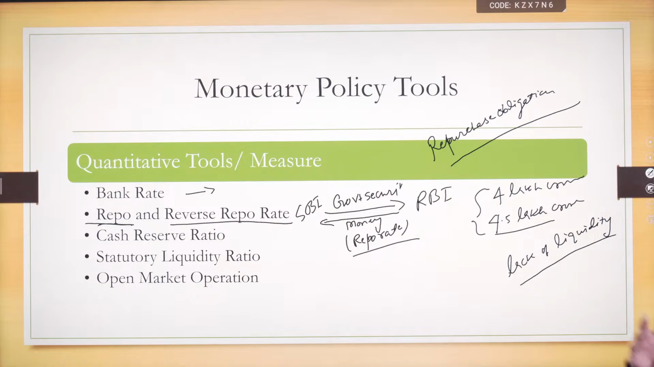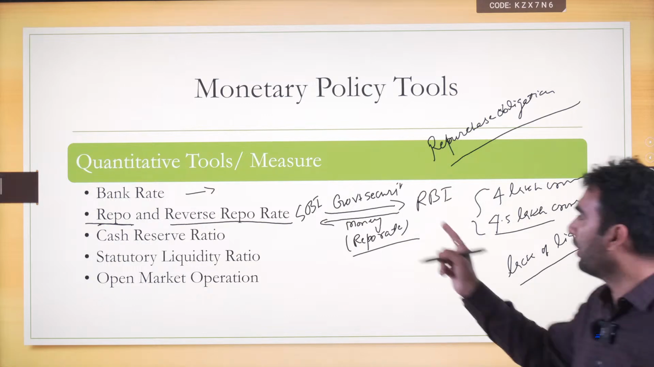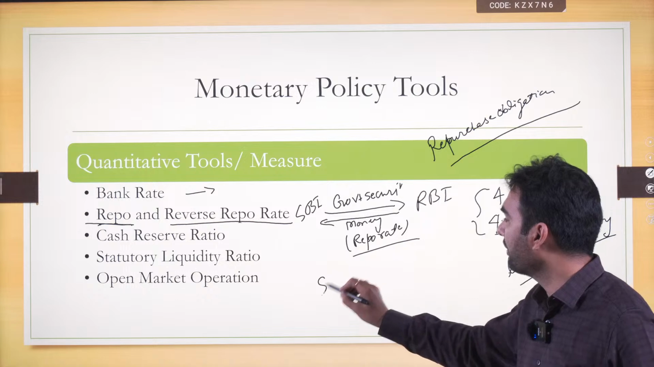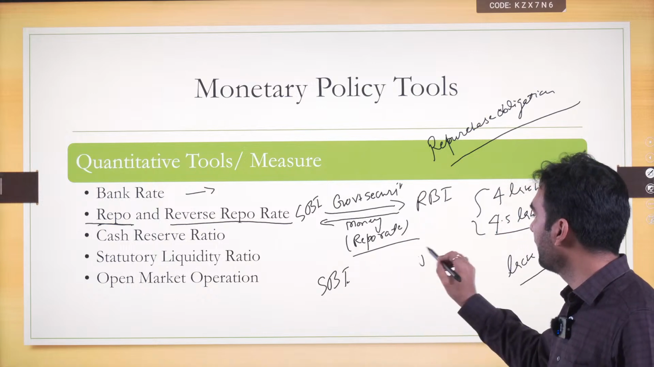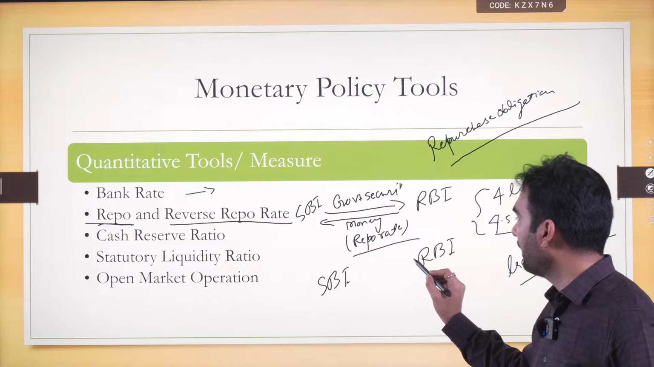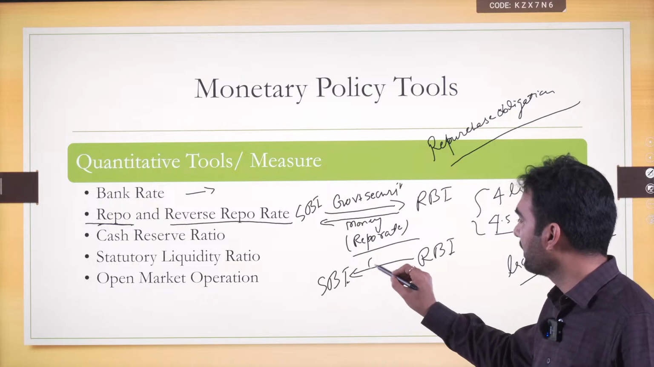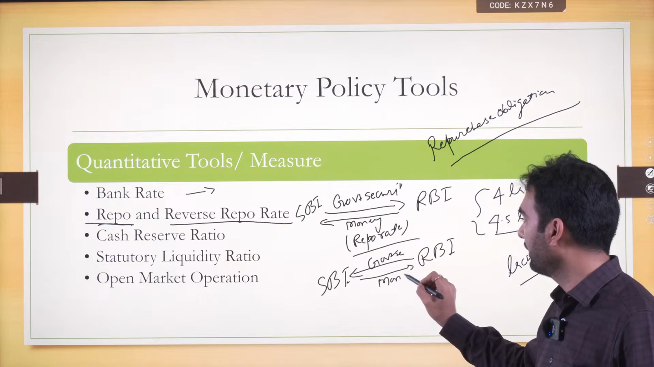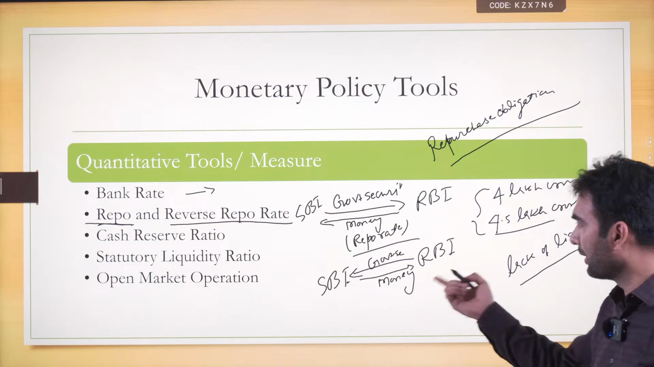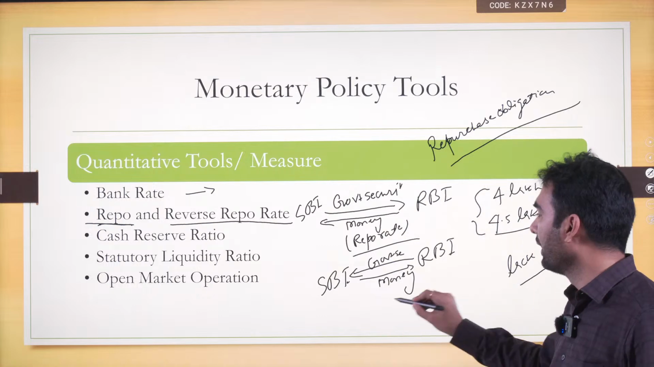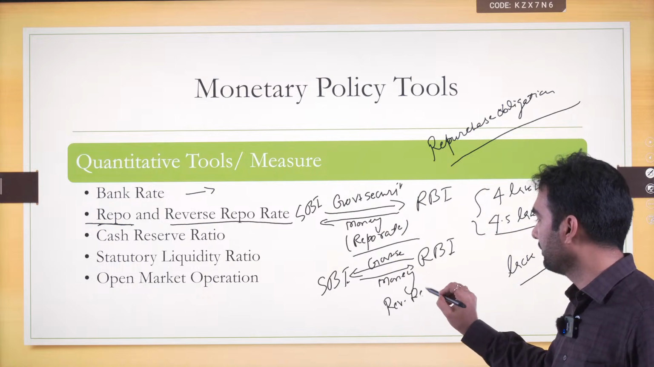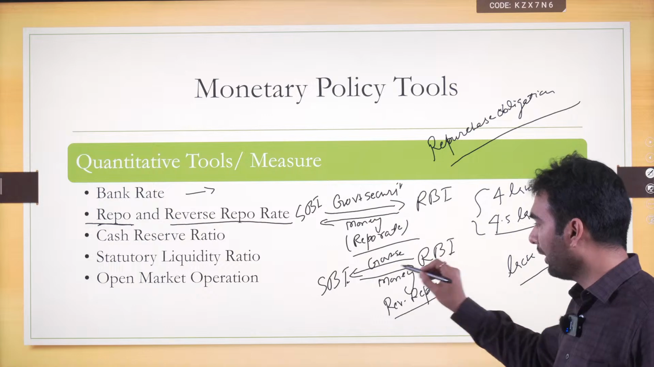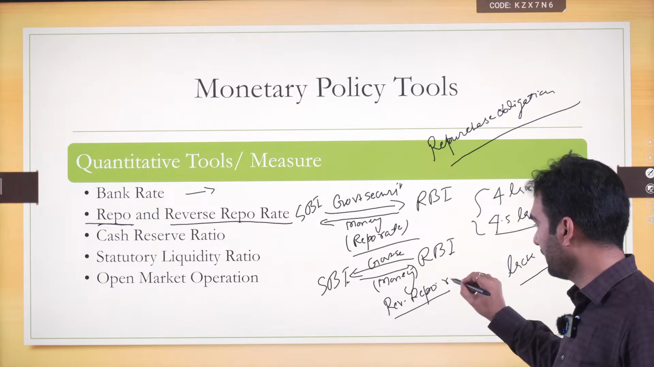Even if no one needs money, RBI has the capacity to absorb that much liquidity. So in case of excess liquidity, the operation will be reversed. In that case, what will happen? Again, RBI will give security and SBI will give money. This is the reverse of the above operation. That's why it is called reverse repo operation. And the rate on this money would be the reverse repo rate.